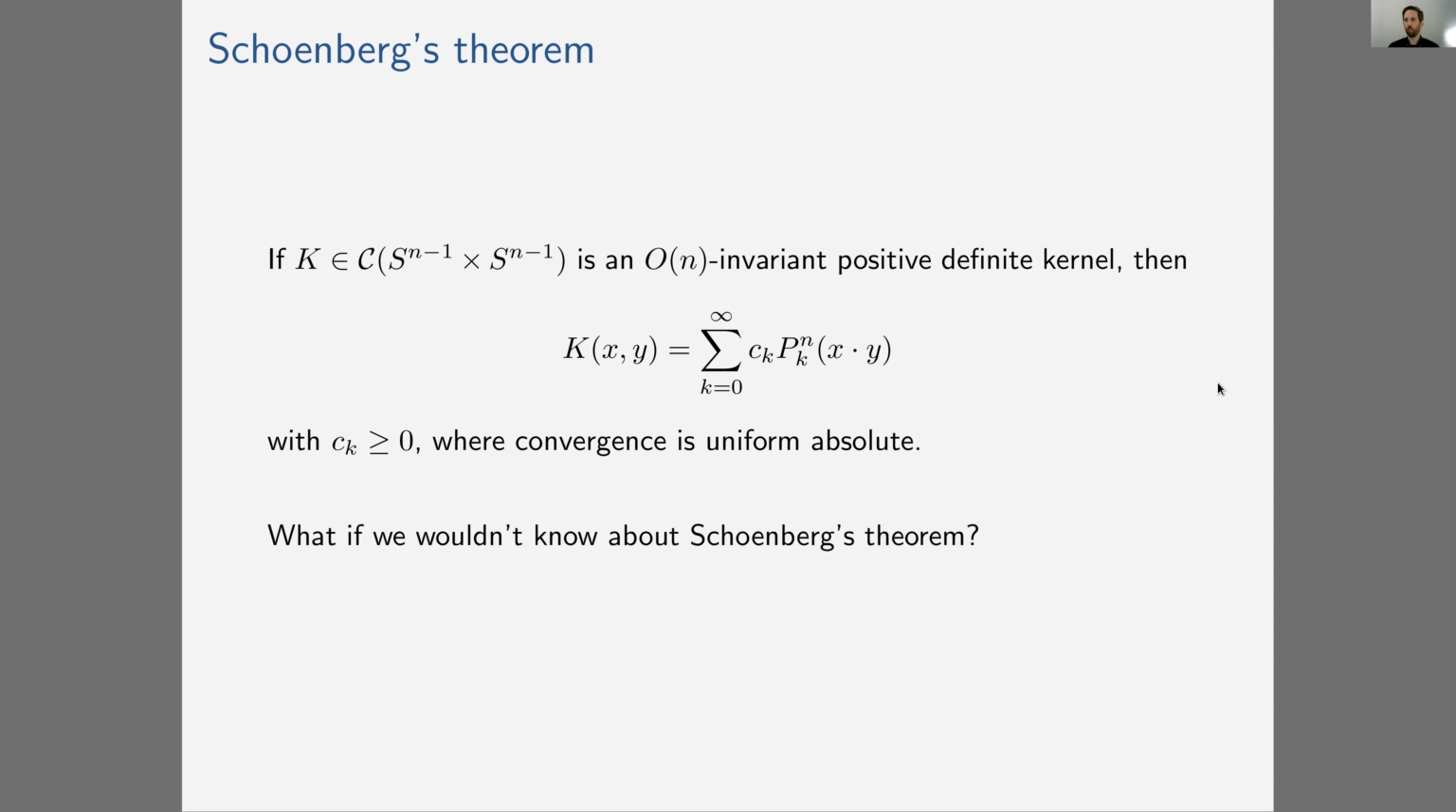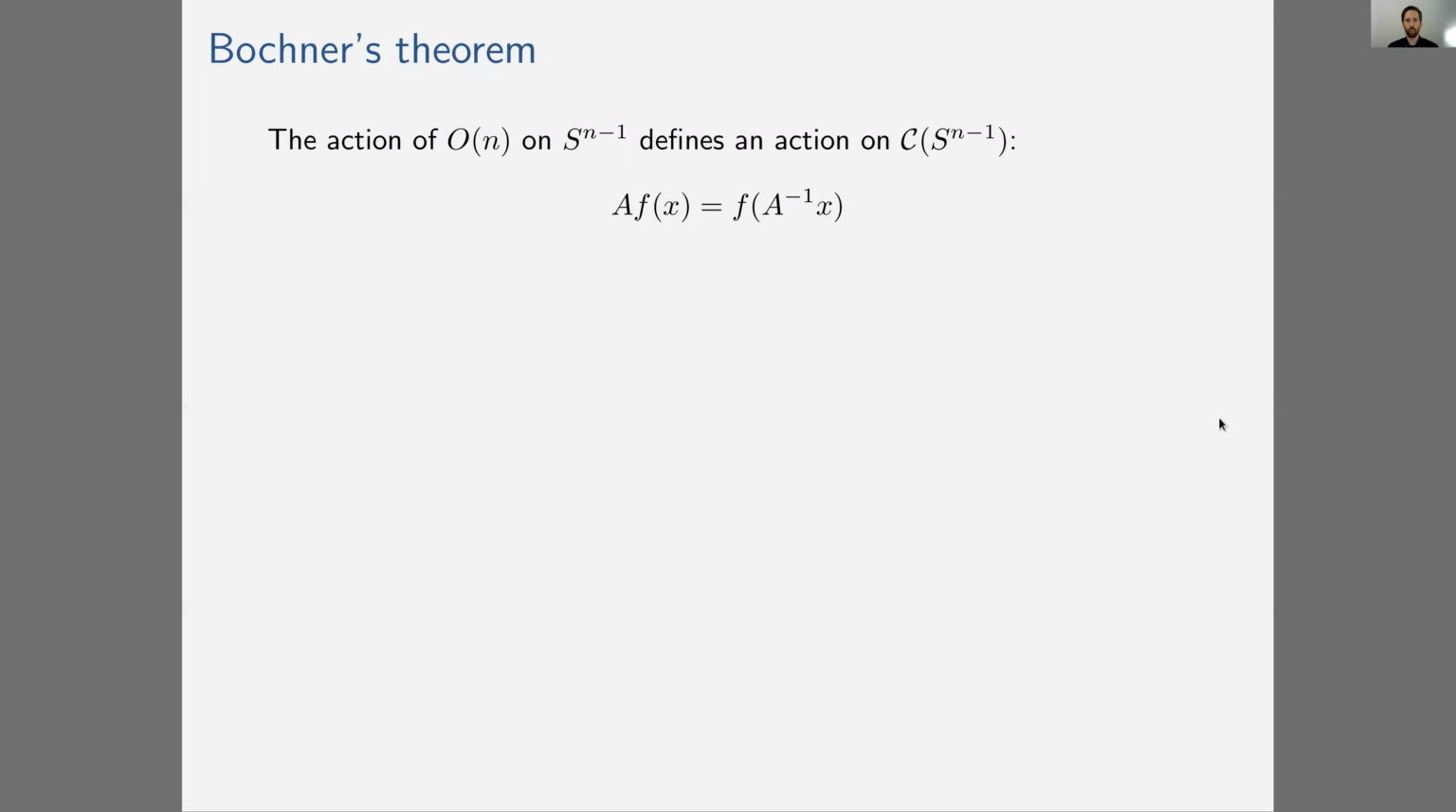But what if we didn't know about Schoenberg's theorem? How can we derive this? Because if we can derive this, then we may also be able to derive such an expression for the more general setting where we have a general space X and some group acting on X. So let's see how this works.